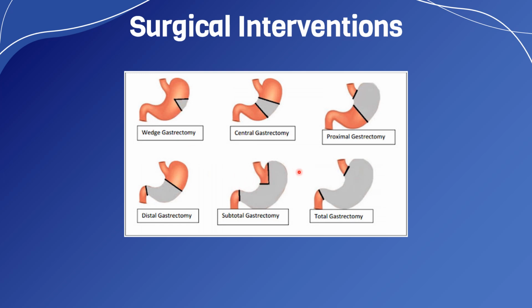And then it can be as small as a wedge, or as dramatic as a total gastrectomy where the whole stomach is removed. This is usually more for gastric cancer, which we are not discussing today, but you might see something like a wedge or a central gastrectomy. And so the patient will have parts of the stomach that are constantly inflamed and potentially ulcerated, removed, and then sewn back together.